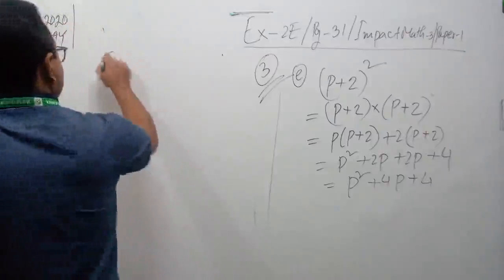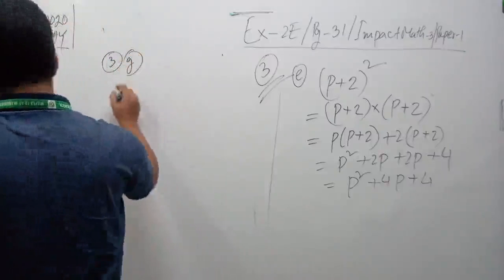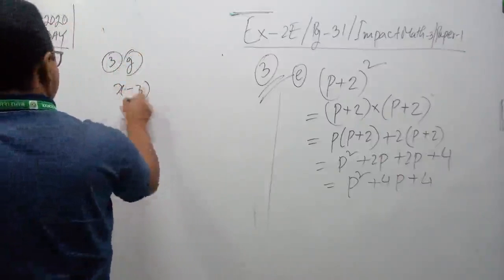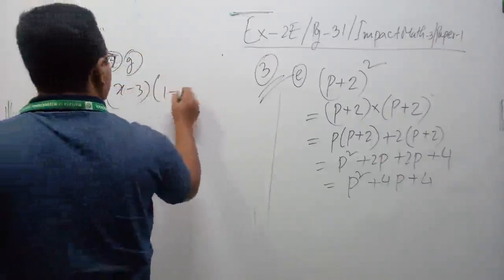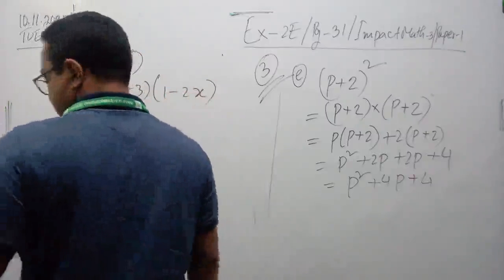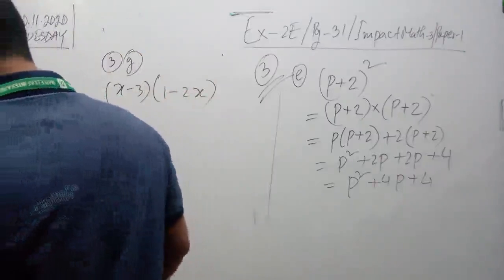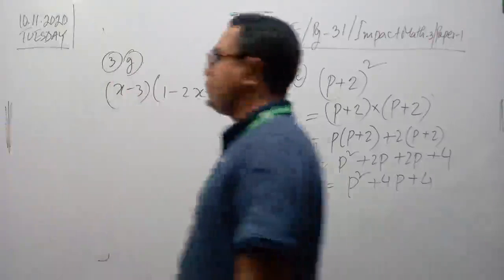Next, 3G. X minus 3 into 1 minus twice x. Here, inside both brackets, we have negative sign.